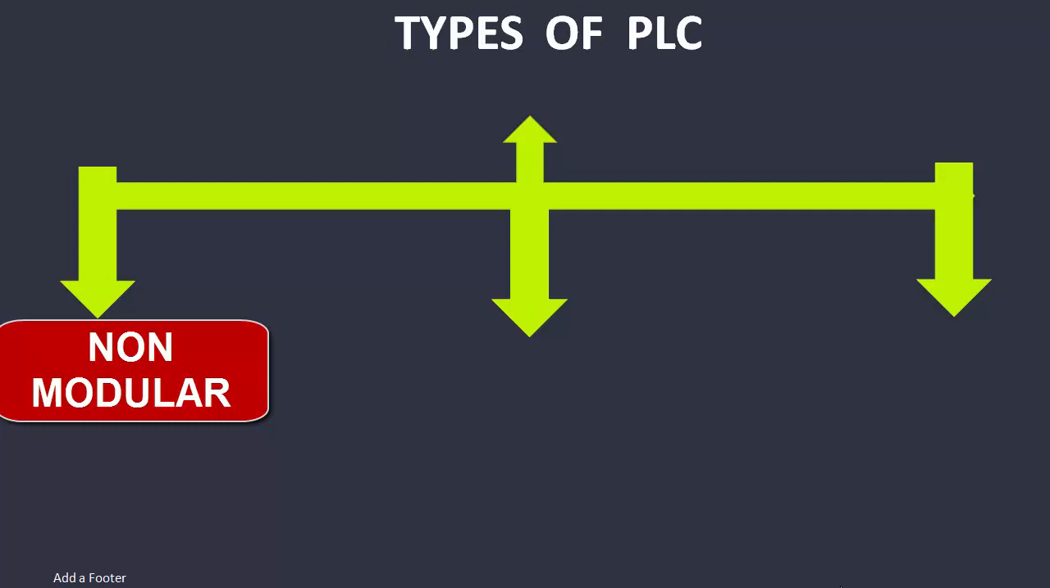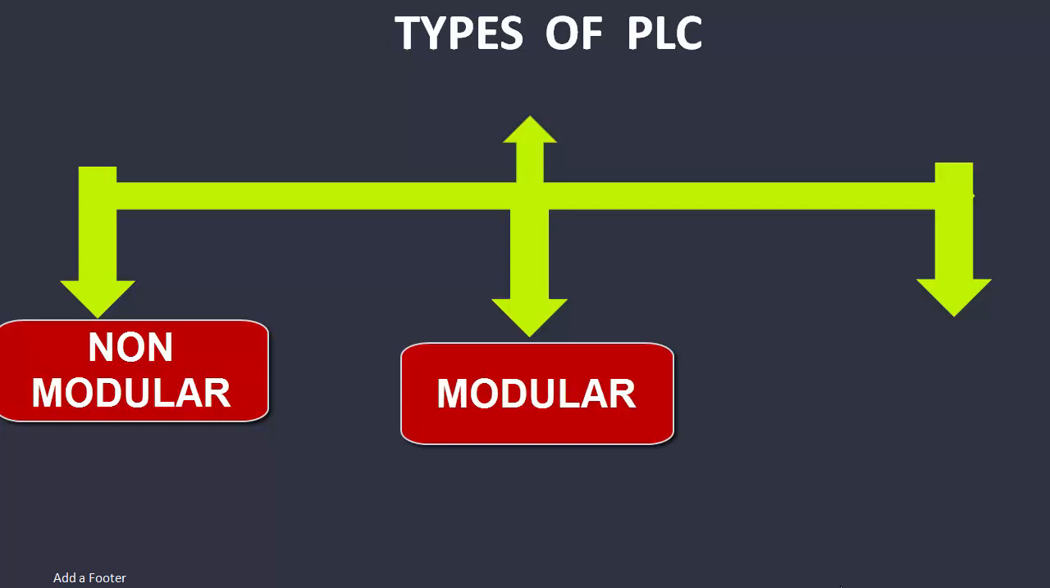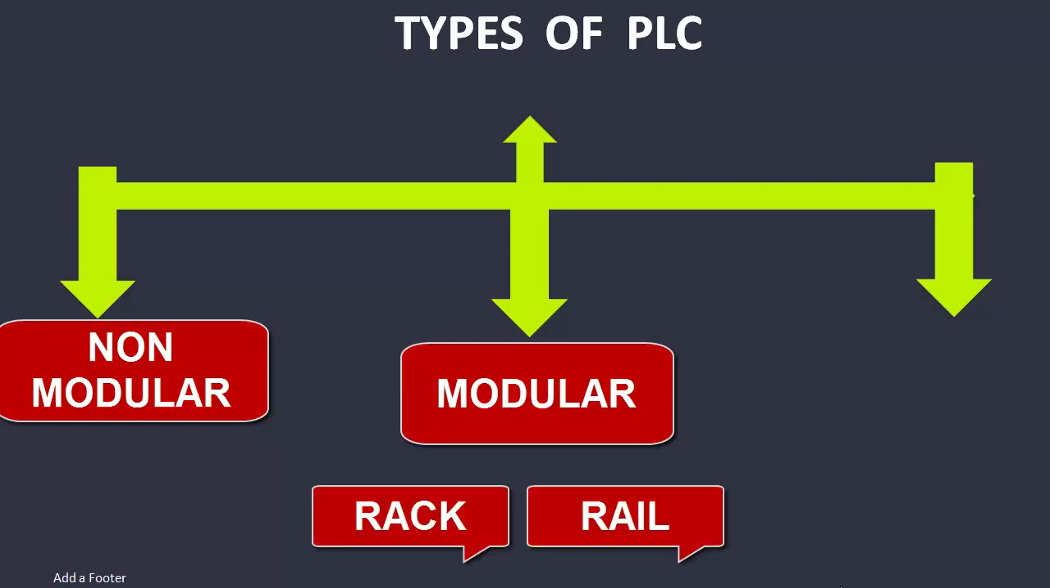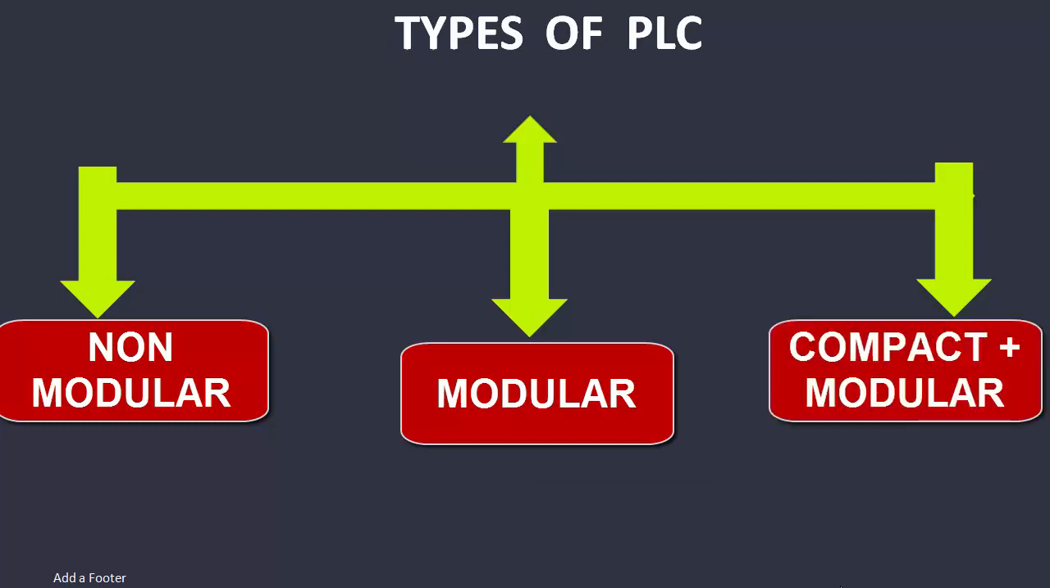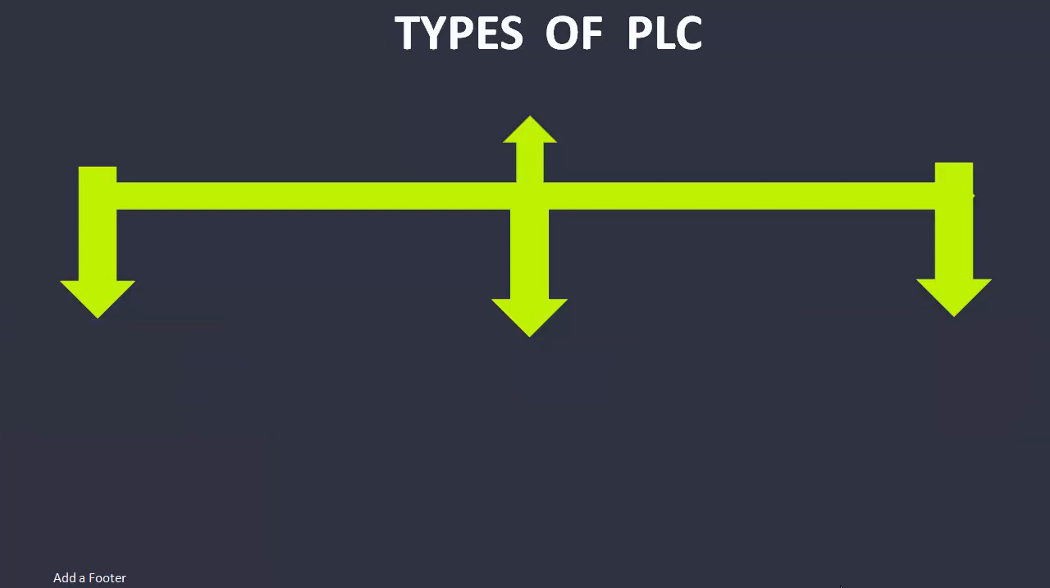Now modular. All the parts have different sections here, that is expandable. It is again divided into two parts. One is rack, the other one is rail. I will show you the pictures of the different types of PLC later on when we start reading about each PLC. So don't worry, I'm just giving a brief introduction here. And the third one is compact plus modular, that is fixed plus expandable, a combination of both the two PLCs.